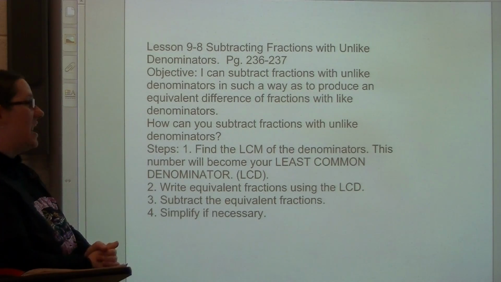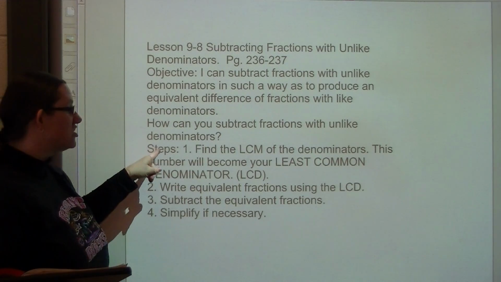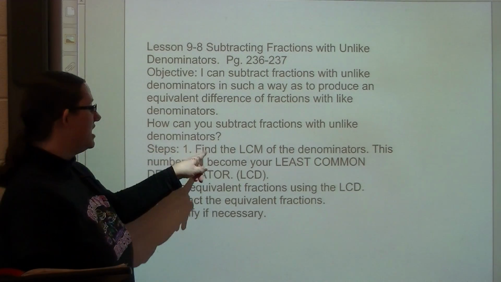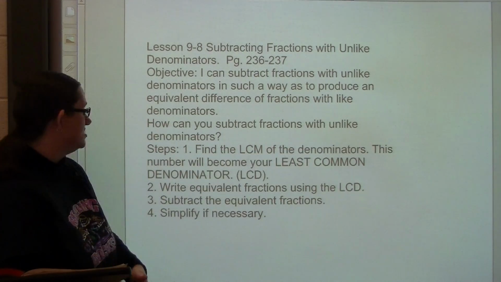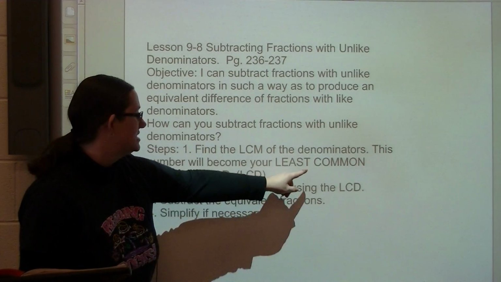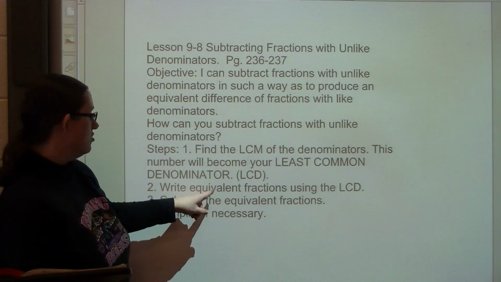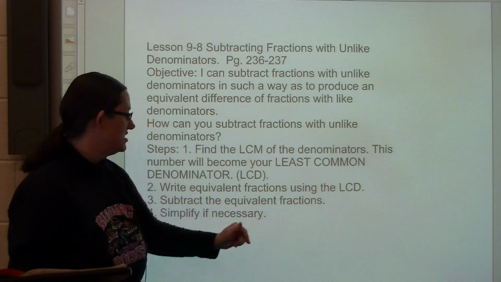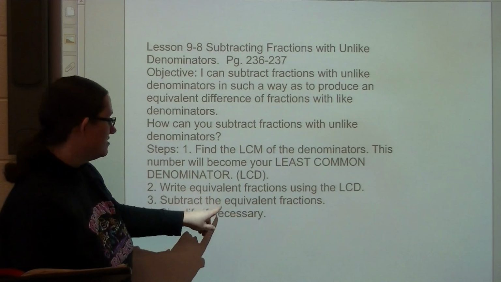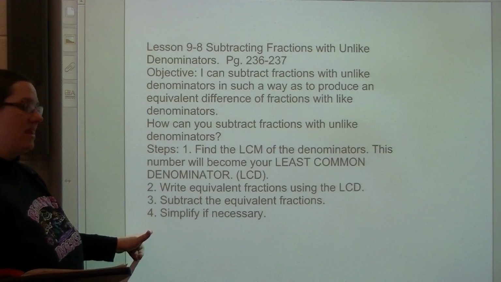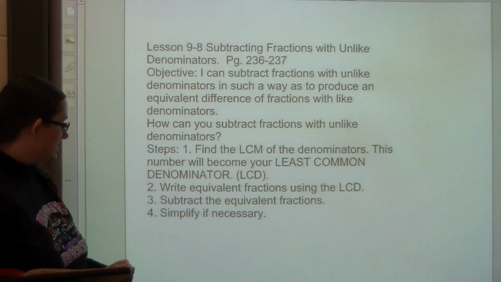Exactly the same, fifth grade, as adding, except obviously now we'll be subtracting. So let's get our steps. Our first step will be, if you do not have common denominators, you need to get a common denominator. So we need to find the LCM of the denominators. This number will become your least common denominator, or your LCD. Step 2 then, you're going to write your equivalent fractions using the LCD. Then in step 3, instead of adding now, we are going to subtract the equivalent fractions. And then our last and final step is to go ahead and simplify if necessary.